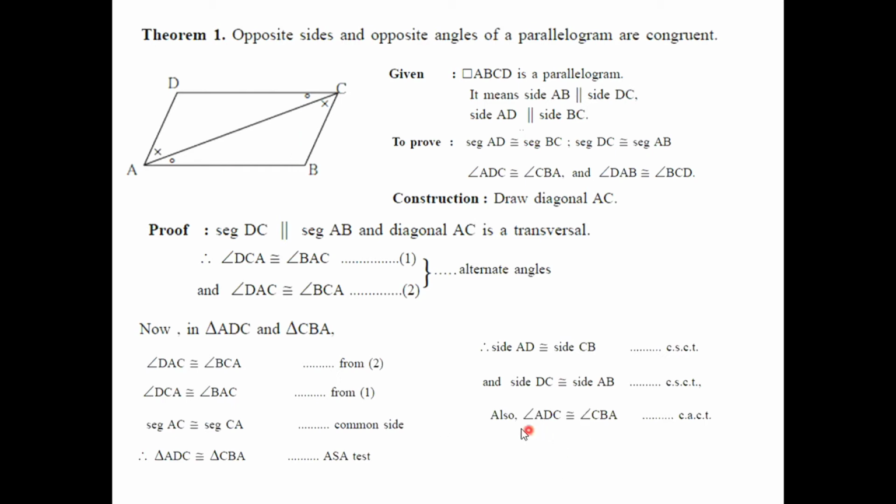Similarly, angle ADC is congruent to angle CBA. As these two triangles are congruent, the corresponding angles are also congruent. So angle ADC, its corresponding angle is CBA. So these two angles are congruent. And the reason is corresponding angles of congruent triangles. In the same way, the second pair of opposite angles can be shown to be congruent. That is, angle DAB is congruent to angle BCD. And hence, we have proved here that the opposite sides and opposite angles of a parallelogram are congruent.